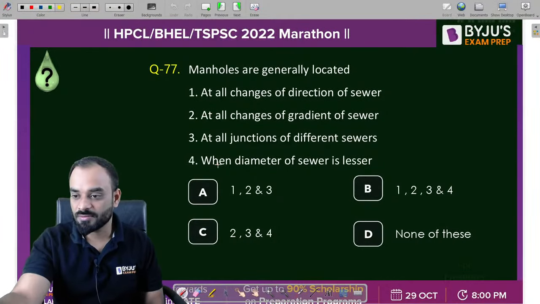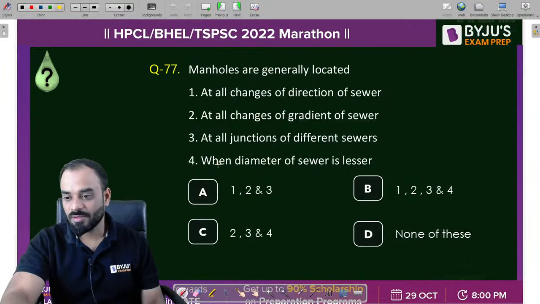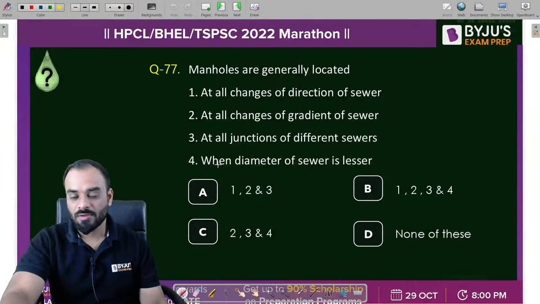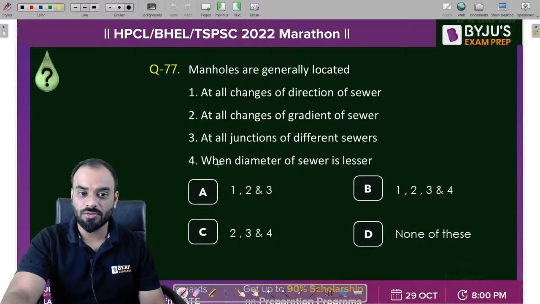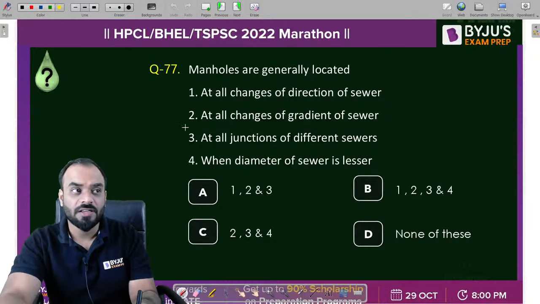Okay. Next question. Manholes are generally located at which particular location? Tell me guys. Manholes are generally located at which particular locations? Quickly give your answer. A, Pooja says A, 1, 2 and 3. Okay. A, very nice.